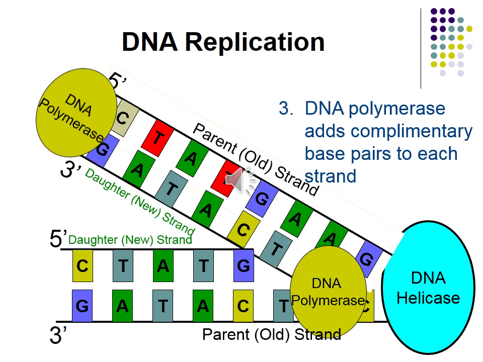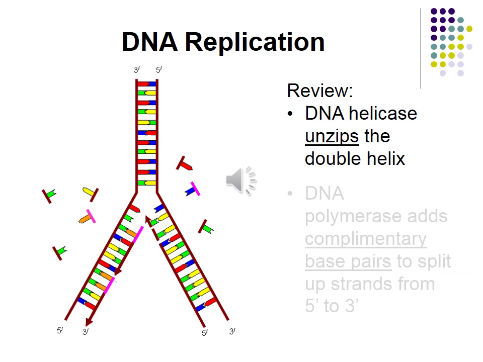The same thing on the parent old strand. The other parent strand starts off at the 5, and DNA polymerase starts coming in and putting in C, T, A, T, G, A, and so on as the other protein, DNA helicase, unwinds it. So DNA helicase is the one that actually unwinds the helix. That's why it's called helicase. That enzyme is in charge of unwinding DNA, so it's DNA helicase. Okay, so hopefully you'll understand this.